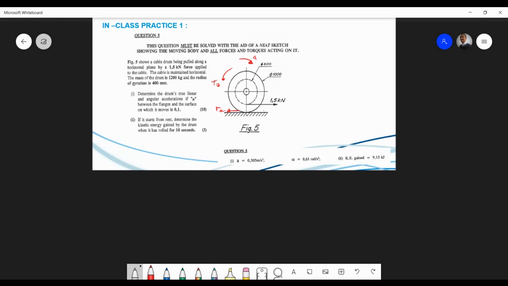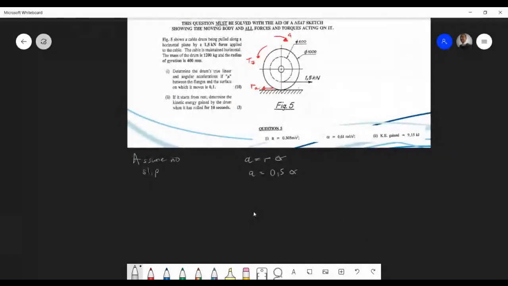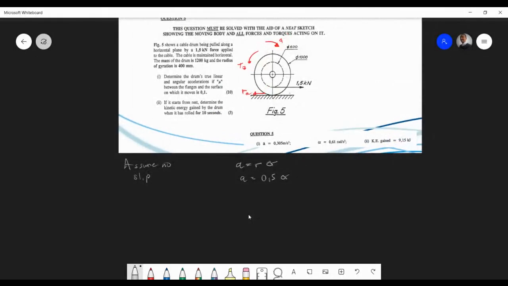So we start again the same. A equals R alpha. We assume no slip, always. We assume it's only rolling. And once we do this, A is equal to, in this case, we have to use a bigger radius, 0.5 alpha. That's the main body's movement. And of course, it's a half, so that becomes 2. So the angular acceleration is 2 times the linear acceleration, right? Okay, so we've got that.